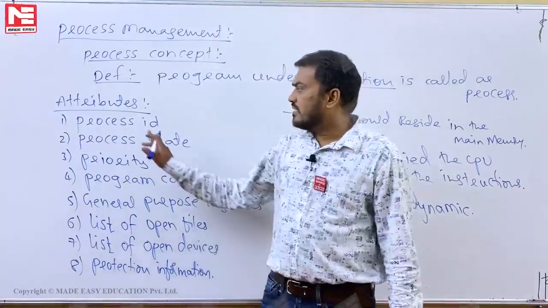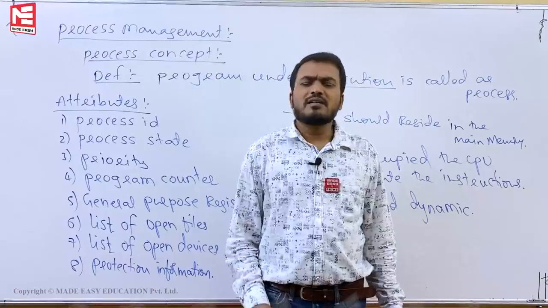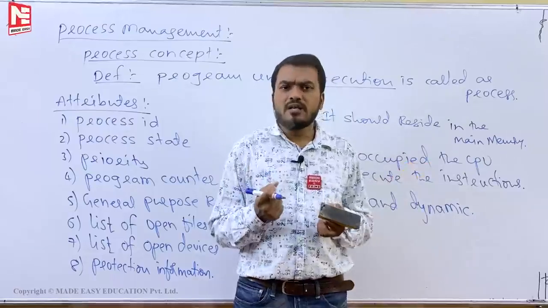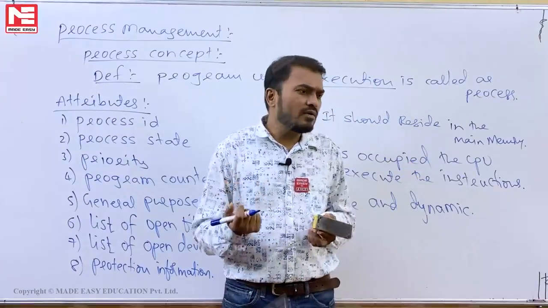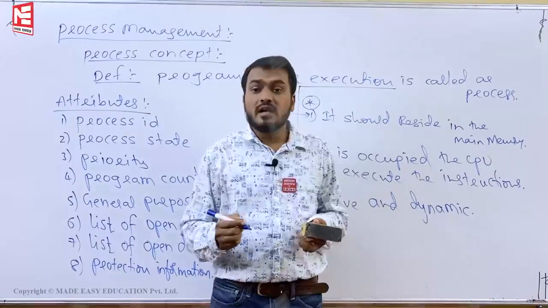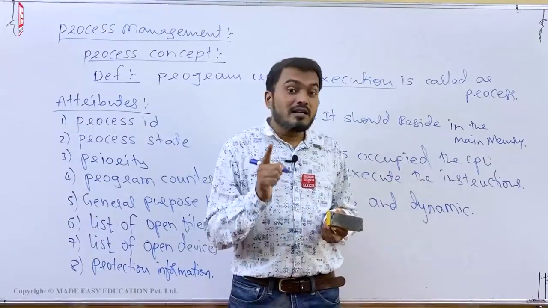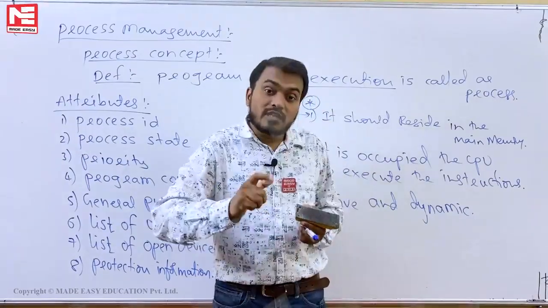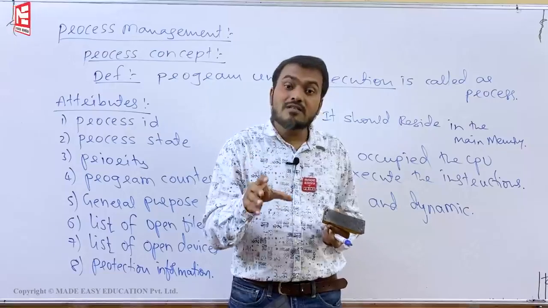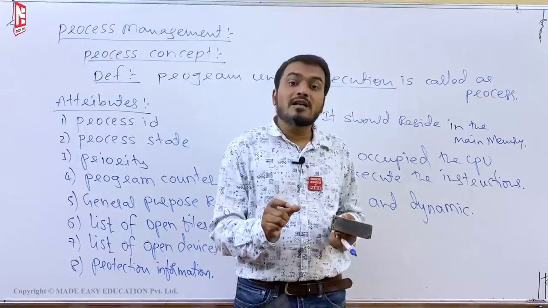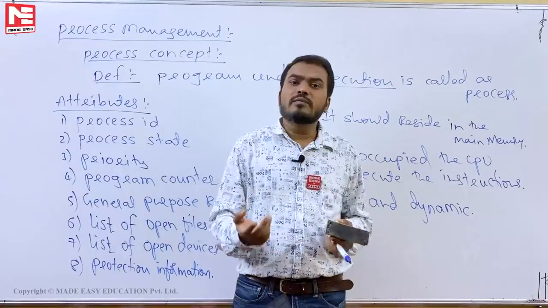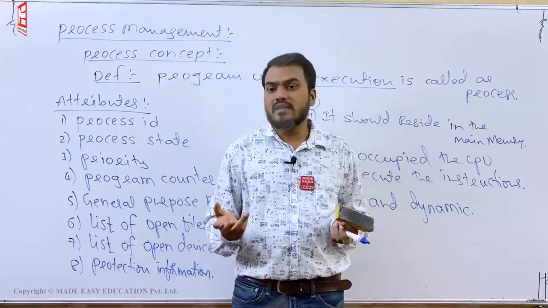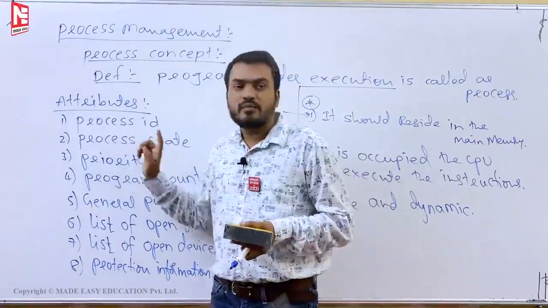So now understand here, process ID is what? A unique identification number. It is just like your roll number, just like our Aadhaar card number. Every process will have its own unique identification number. Whenever you create a process, the operating system will assign some unique identification number as a process ID to the process. Unique means no two processes will have the same process ID. Is that clear? So that is the process ID.